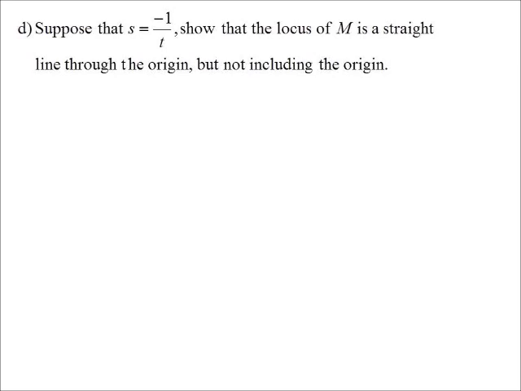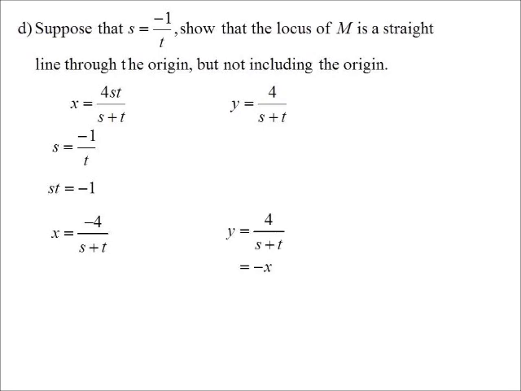So what have we found? We've found coordinates for x and y. It's basically saying find the locus. What links x and y together? But they've given us an additional piece of information. s equals negative 1 on t. Well, if s equals negative 1 on t, I'm not going to worry about the bottom of the fraction. Look what happens on the top of the fraction for x. st is negative 1. So in other words, x is negative 4 on s plus t. Y is 4 on s plus t. What's the relationship between y and x? So y equals negative x.